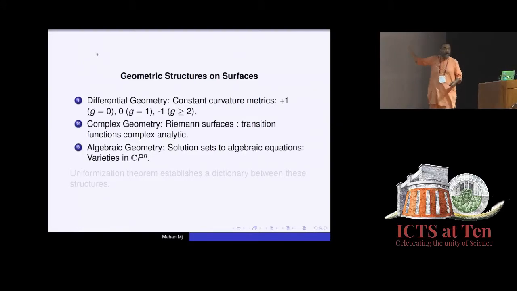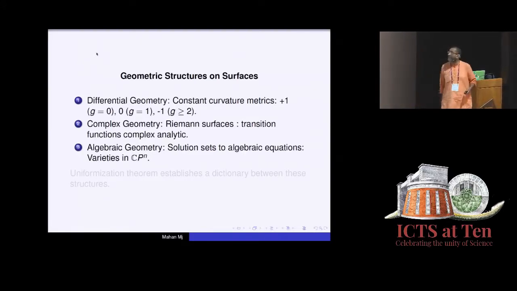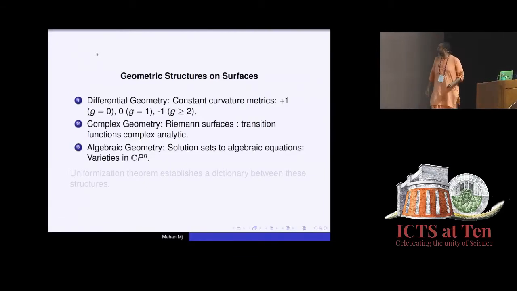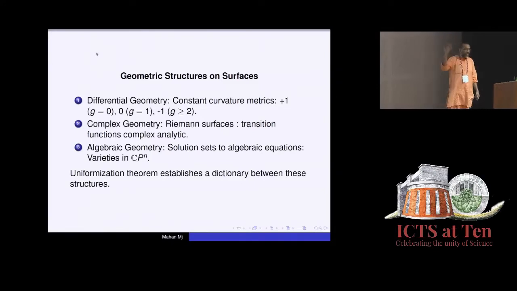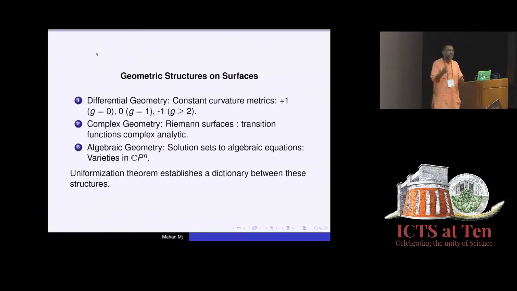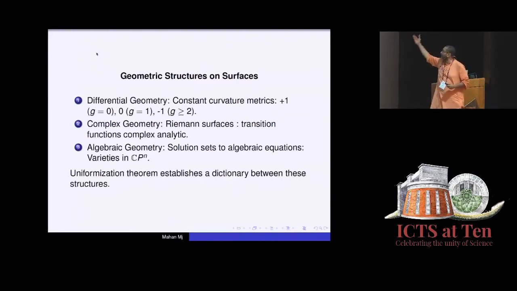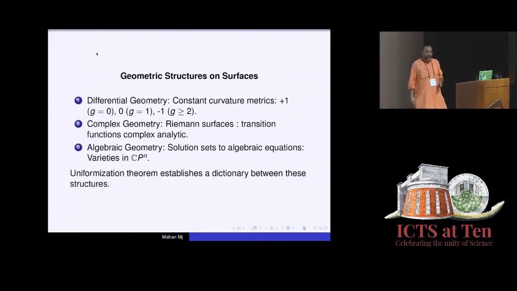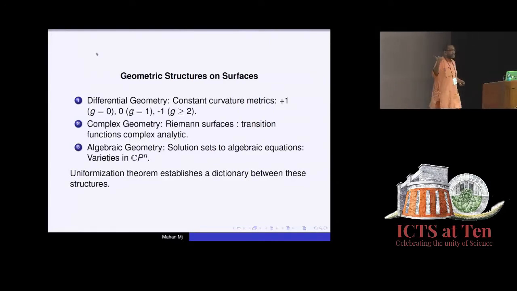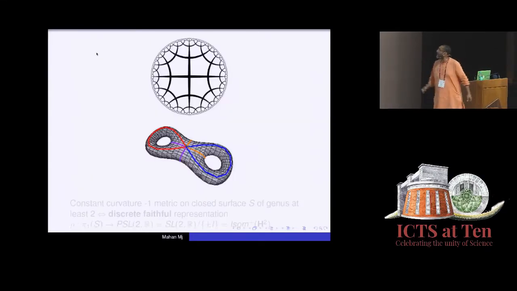These three apparently different ways of looking at surfaces, I mean different geometric structures, actually are equivalent, and there's a deep theorem by Poincaré, Koebe, and Klein, which essentially says there's an exact dictionary between the differential geometric, the algebraic, and the complex geometric way of looking at things. The differential geometric way has yet another interpretation. That's what I'll come to on the next slide.